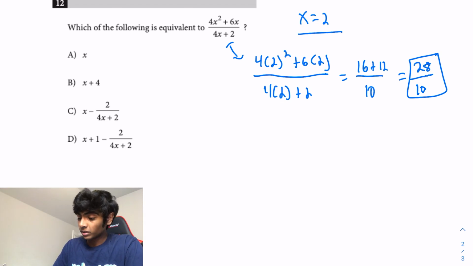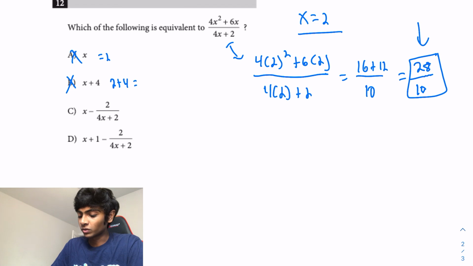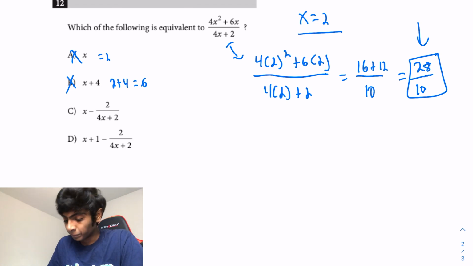And then all we have to do is plug in 2 to all the answer choices and see what gives us the same answer as what we got here. So it can't be A, because that's just going to be 2. It can't be B, because that's 2 plus 4, which is 6. That's not right. So now let's try C, right?